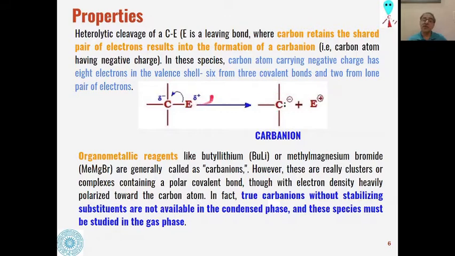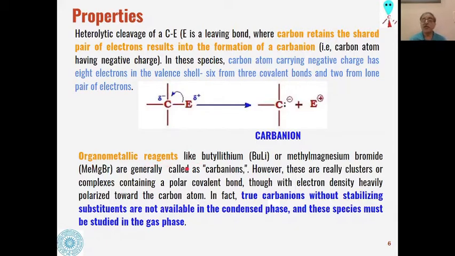The electronegativity of the other group attached to carbon is generally lower than that of carbon. So the carbon carrying the negative charge has 8 electrons in the valence shell, 6 from these three groups, and one lone pair of electrons present on the carbon.